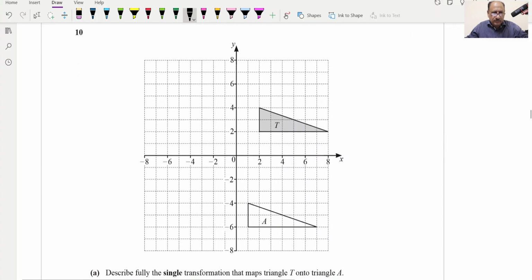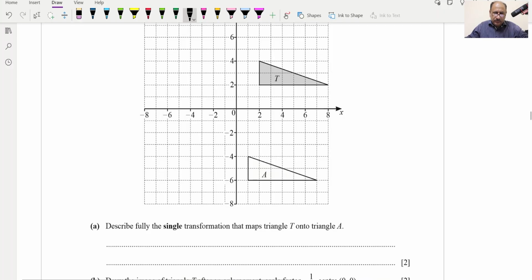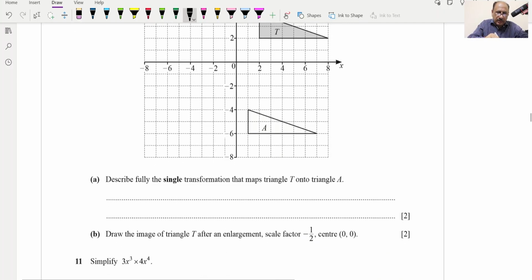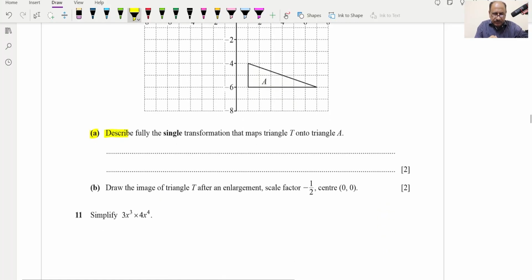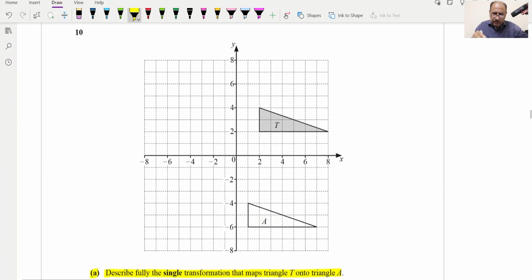Now question number 10. This is a transformation question. Grid is provided, triangles are there, A and T. These two triangles are there. They are saying part A, describe fully the single transformation that maps triangle T onto triangle A. So T onto A, if we check, this point is moving first 1 unit to the right, and 1, 2, 3, 4, 5, 6, 7, 8 units up. So 1 unit right and 8 units up.